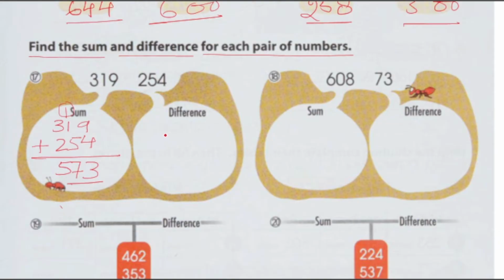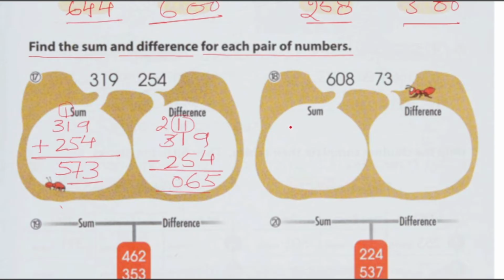And the difference, 319 minus 254. So 9 minus 4 is equal to 5. We can't subtract 5 from 1, so we have to borrow one number from the left side. It will become 11 and it will reduce to 2. So 11 minus 5 is equal to 6 and 2 minus 2 is equal to 0. So this is the difference.